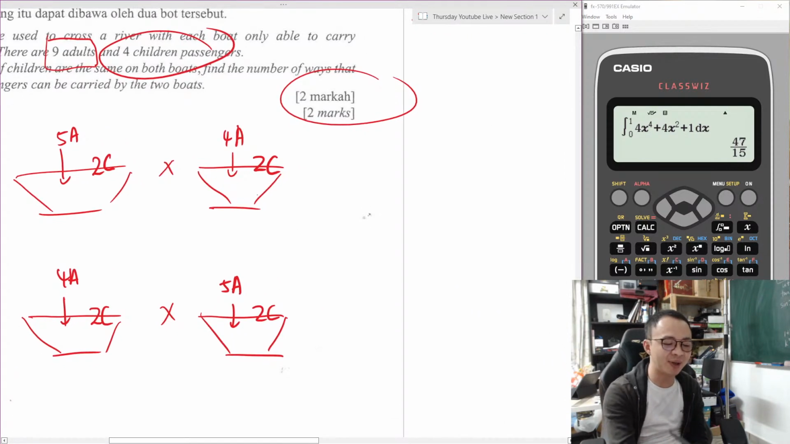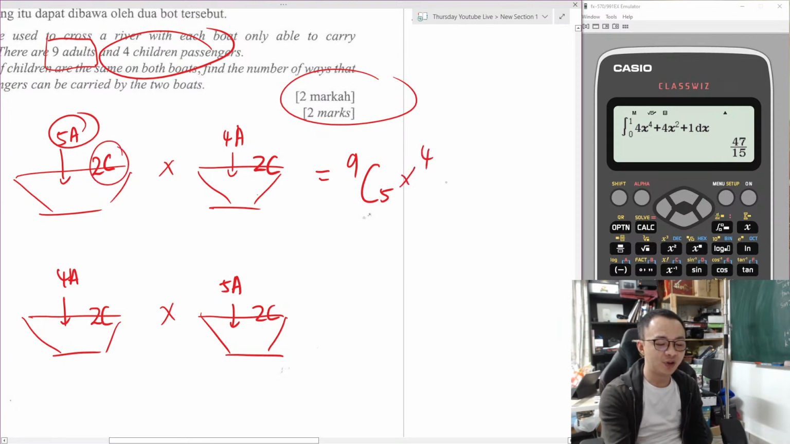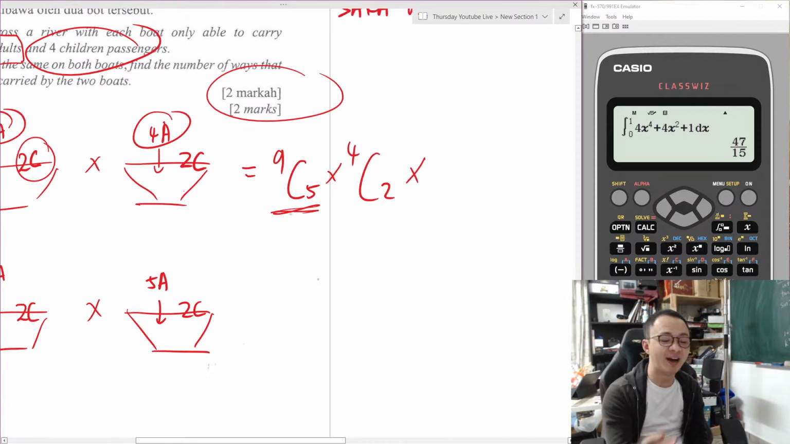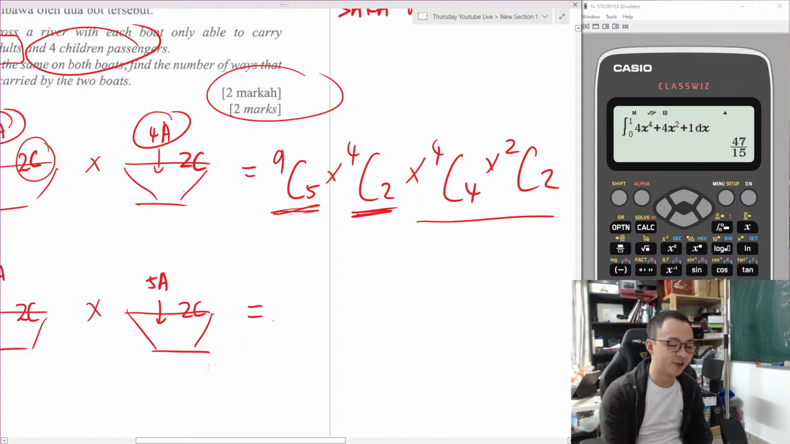Okay, so if you understand this logic, how I choose the 9 adults here is 9C5. 9 adults, I choose 5. And how do I choose the 2 children here? 4 children, I choose 2. And then after that, I still have 4 adults. How? This 5 adults, I choose 5. I left 4 adults, right? Choose 4. These 4 children, I choose 2. I still have 2 children, right? I choose the 2 for the second boat. Alright, done for the first option.